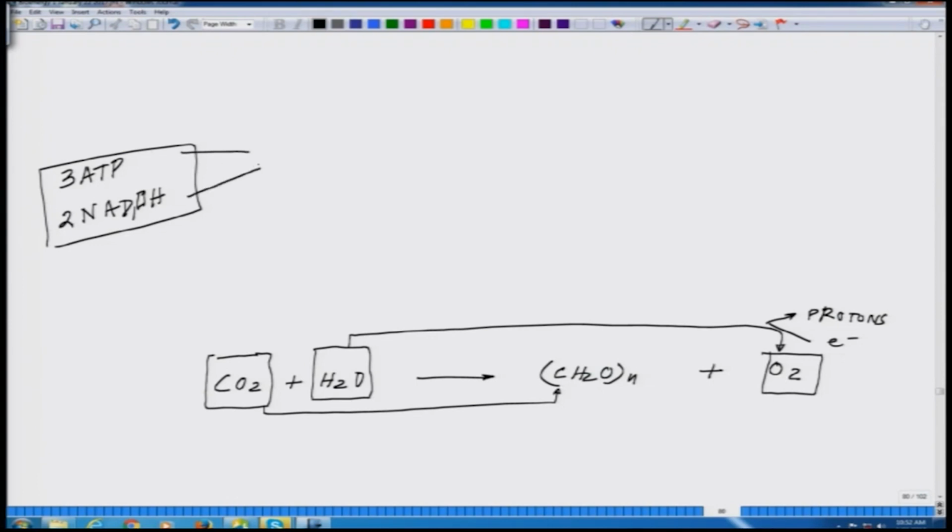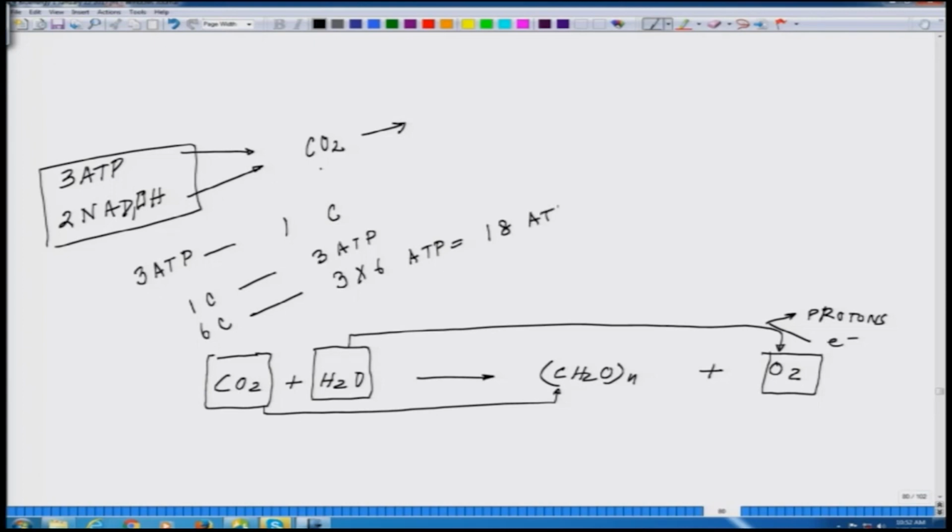This is what is needed to add one CO2 molecule. So for 6 you will be needing 6 times of this. So essentially what will happen, 3 ATP for 1 carbon. So for 6 carbon you will be needing 3 multiplied by 6 ATP, which is essentially 18 ATP molecules.